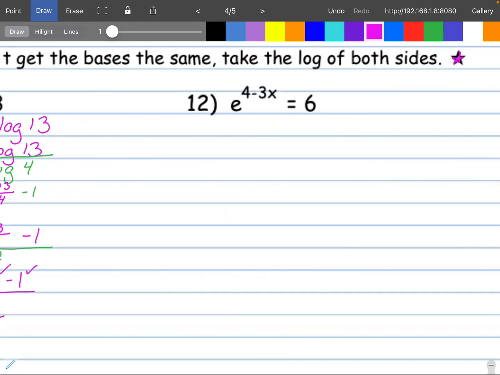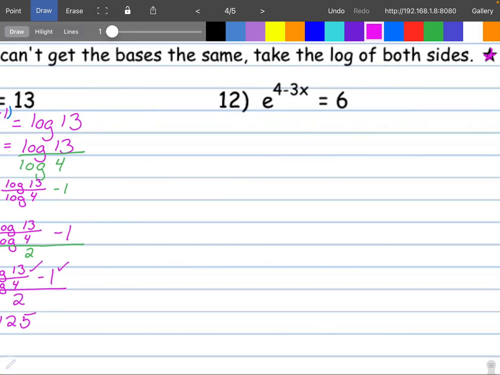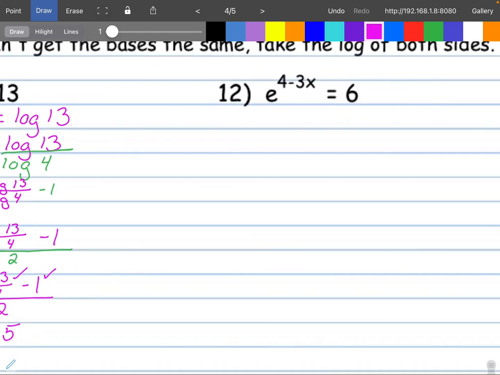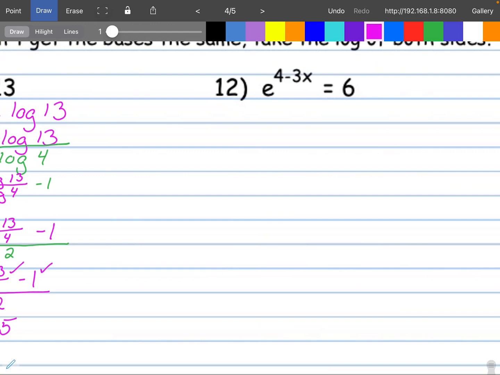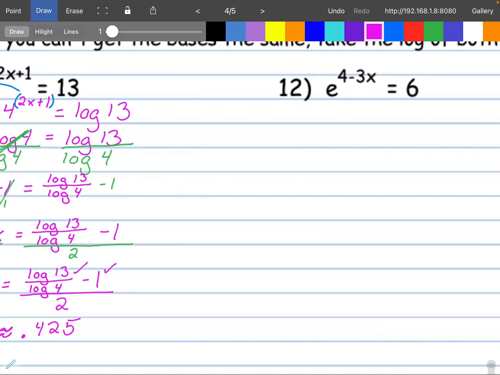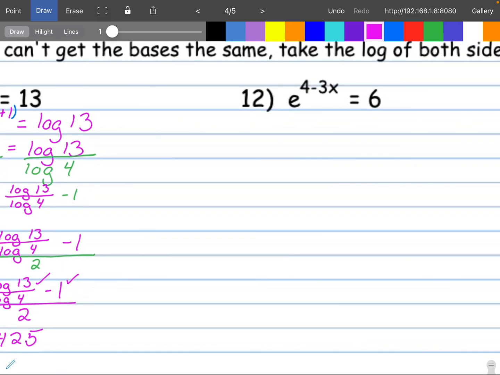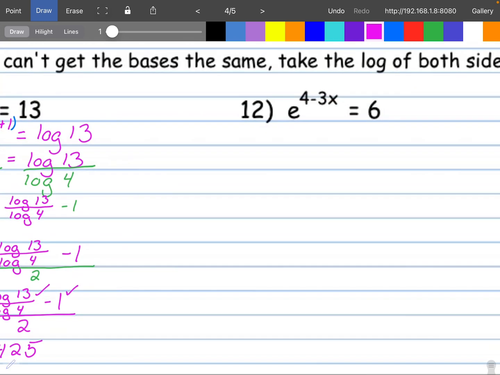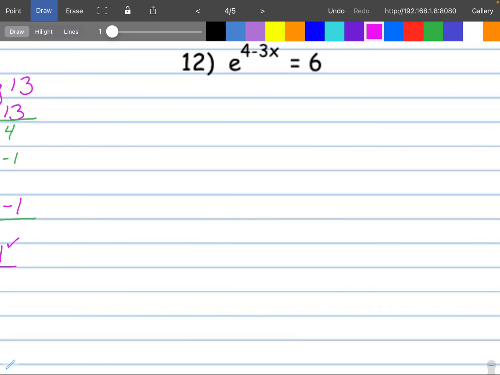Alrighty, now let's take a look at number 12, which is going to kind of follow along the same lines, but this time my base is e. So I have an exponential function with a base of e, and we cannot get e and 6 to have the same base. There's no way to rewrite those to have the same base, so we want to take the log of both sides. However, because I have e, I don't want to use log, I want to use ln. So I'm going to say I take ln and I put it in front of each side.